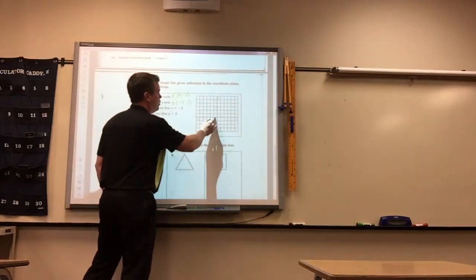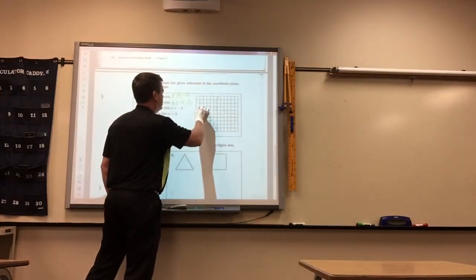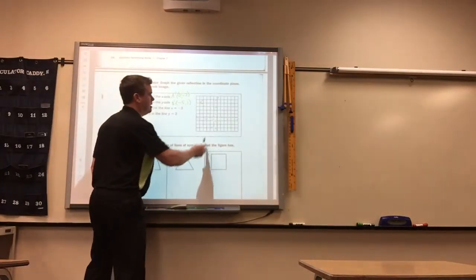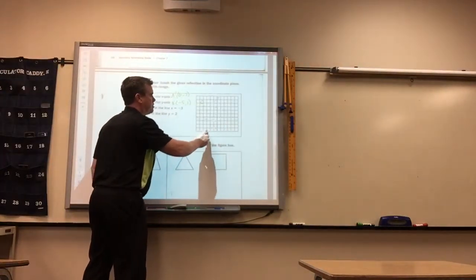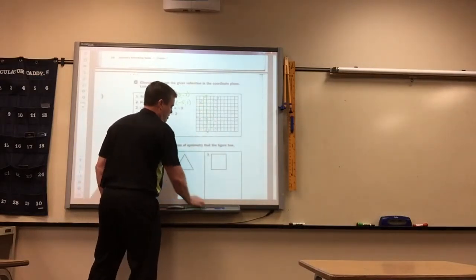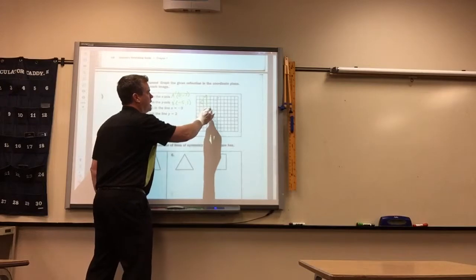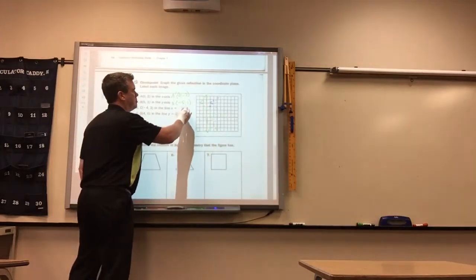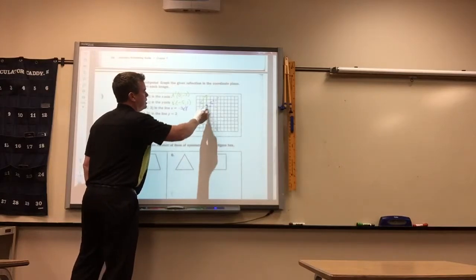C is negative 4, 3. Reflect in the line x equals negative 3. X equals negative 3 crosses the x-axis at negative 3. So that's the line you flip it over. It's 1 away, so you just go 1 over there. So there's C prime, which is left 2 and up 3.